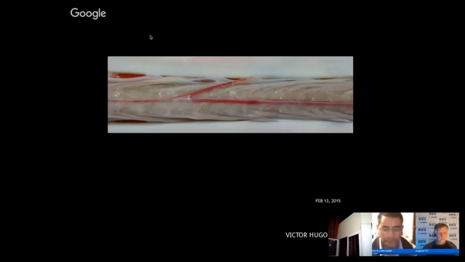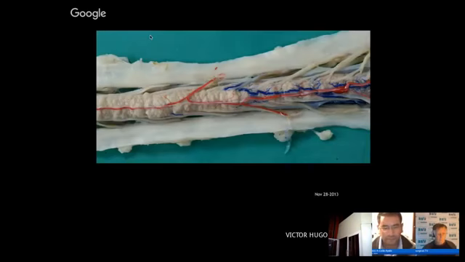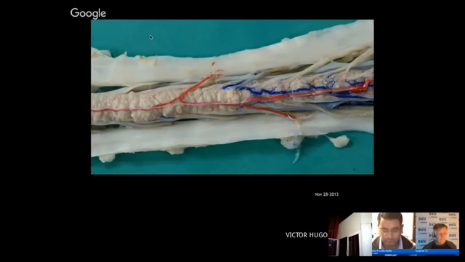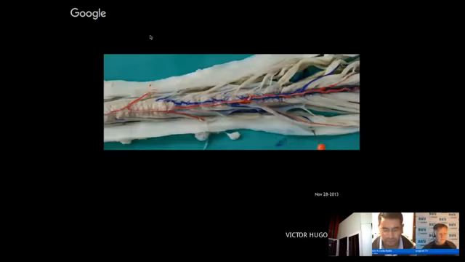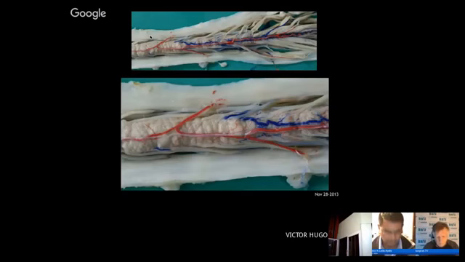Okay. This is an Adamkiewicz accessory artery. This is arising from lumbar nerves, and the Adamkiewicz artery, giving rise to a small thoracic artery and the Adamkiewicz artery.